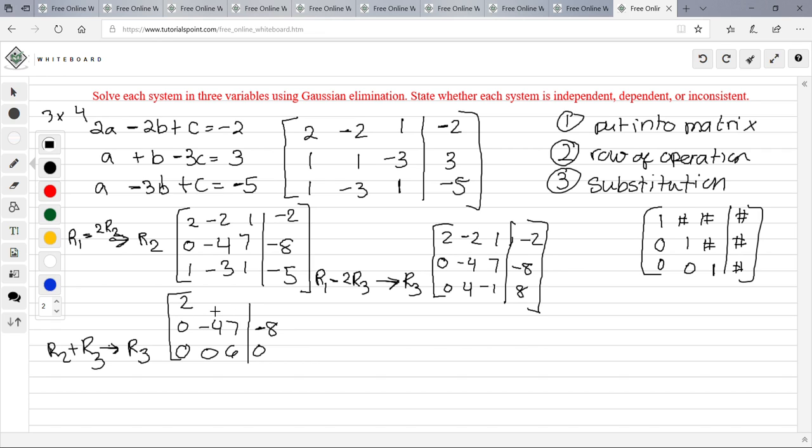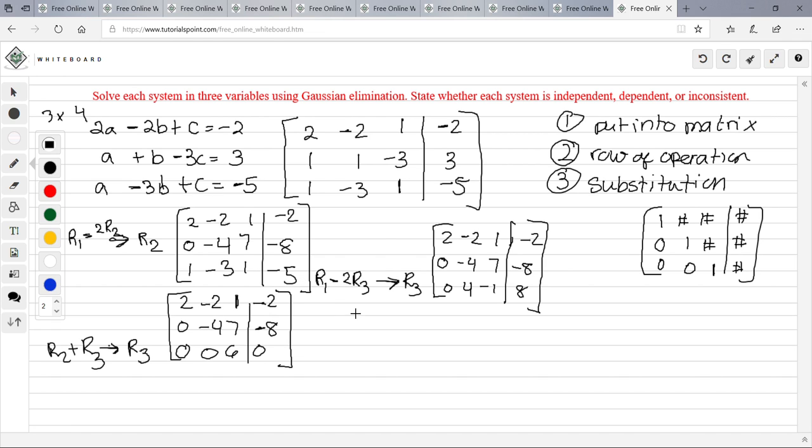Notice that I'm only doing one row operation at one time, because you can make mistakes if you manipulate 2 rows at a time. The only time you could do more than one row operation is when you're multiplying by the scalar to get it all to 1.